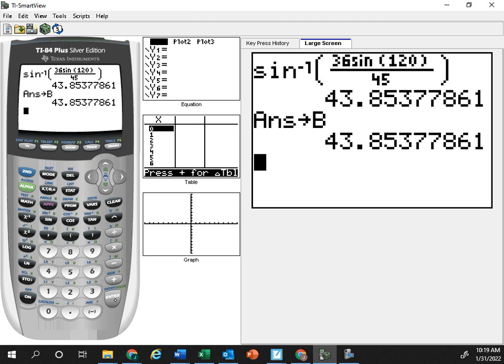Any questions on the storing keystrokes? We're going to do that a bunch today. Okay.